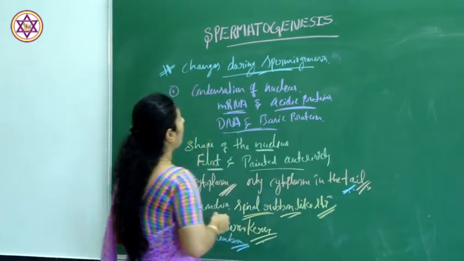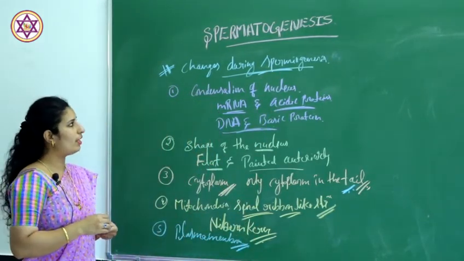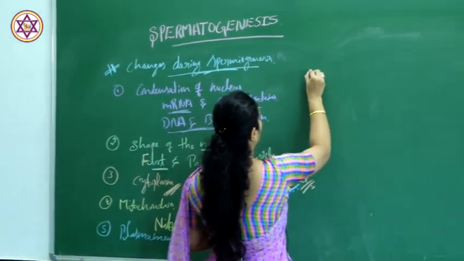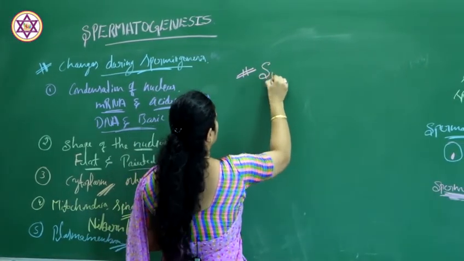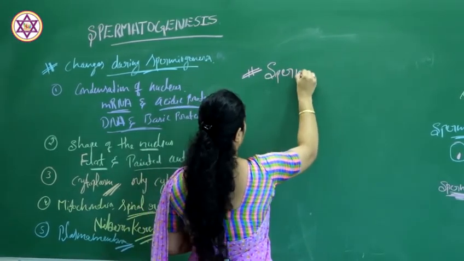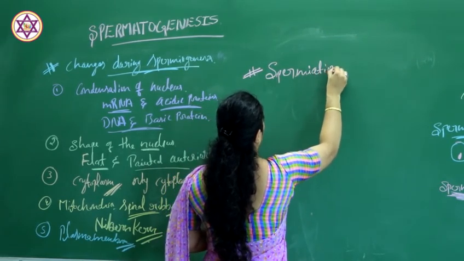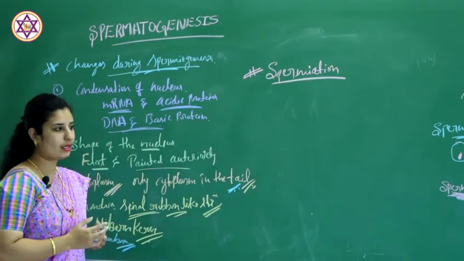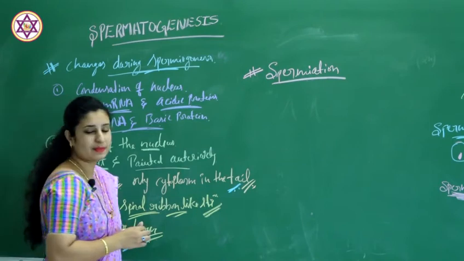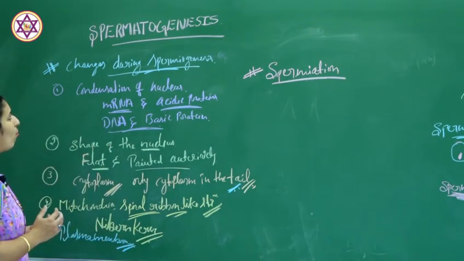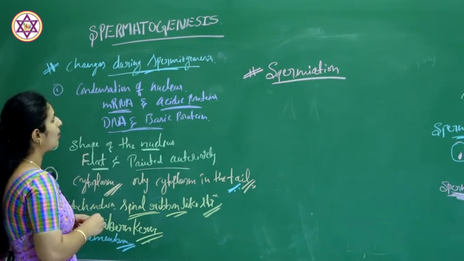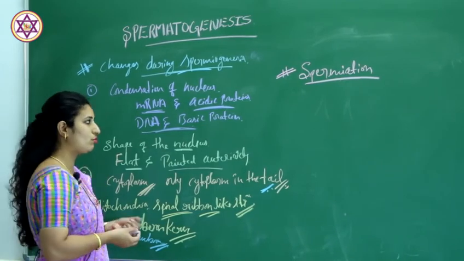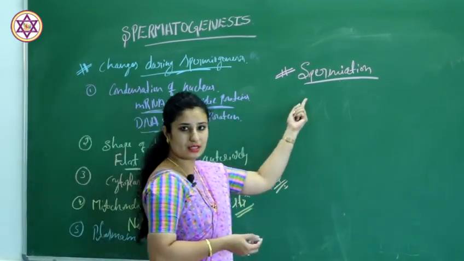So these are the few points about spermiogenesis. Now we have to focus on one more important terminology, that is spermiation. So here we have three terminologies. The first one is spermatogenesis, which means the whole process, and spermiogenesis means the transformation from spermatids to sperm.